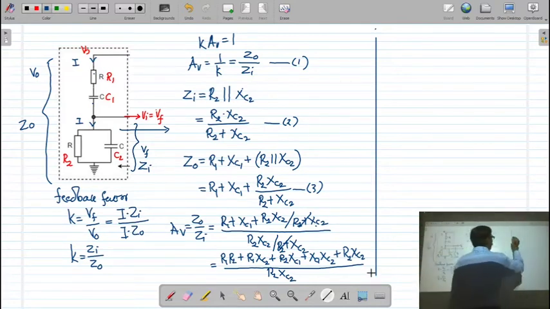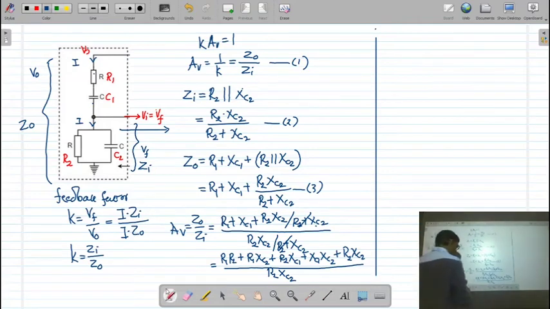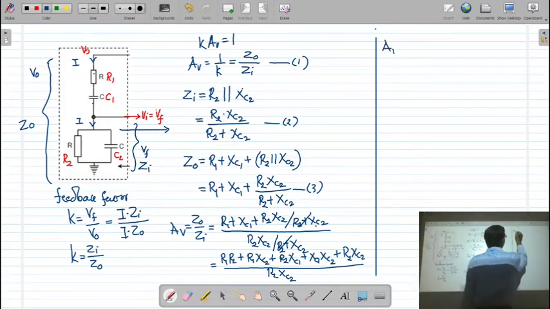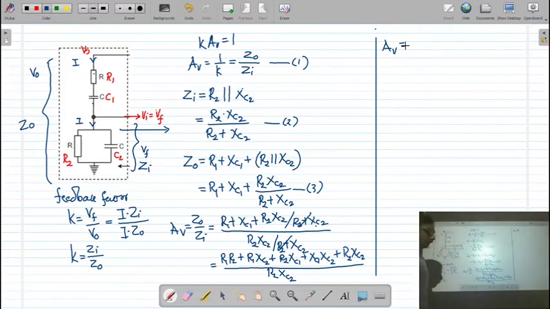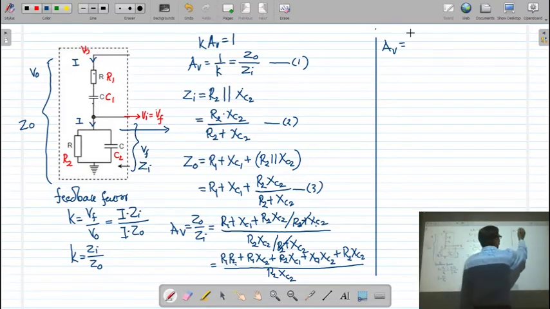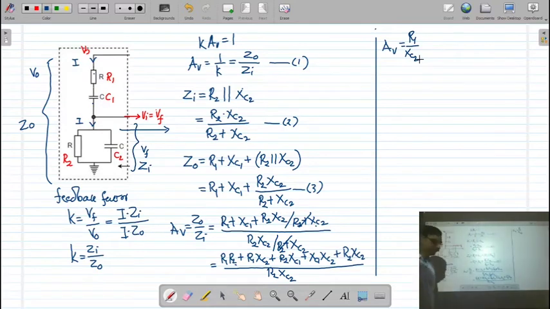Right? So AV is equal to R1 R2 divided by R2 XC2. In that case R2 will be cancelled, and the first term will be R1 divided by XC2.